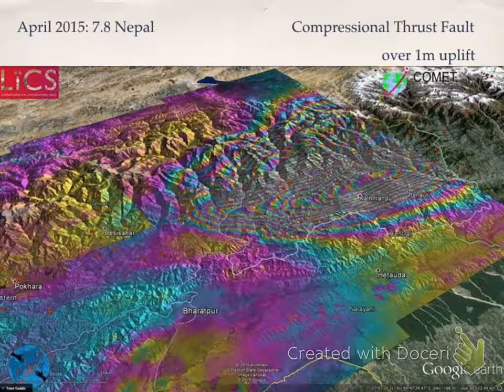Yeah, it's really amazing to see that. Each one of these fringes is a certain amount of deformation. In this case, it was almost all vertical deformation because it was a compressional thrust fault. And the landscape went up about a meter in this bullseye, and then it kind of spread out and was less, and you get down to near zero deformation there. There also was a localized slip of up to like 7 meters, but I think that's more horizontal.